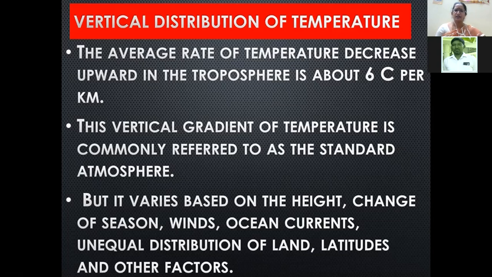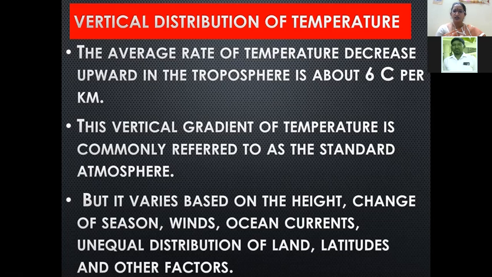The first layer of the atmosphere is the troposphere. As we go up through the troposphere, for every 165 meters the temperature decreases by 1 degree centigrade. Here they gave 6 degrees Celsius decrease per 1 kilometer. I told you 165 meters, so approximately between 165 and 167 meters.